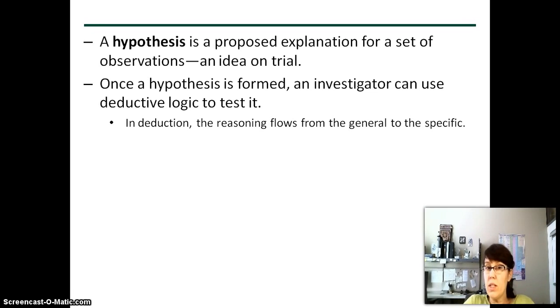Now, once you have a hypothesis, you can use what we call deductive logic to test it. So that logic is flowing from general to specific. So we say, if this big thing happens all the time, then we can have a look at our specific case and see if that's going to be true as well.